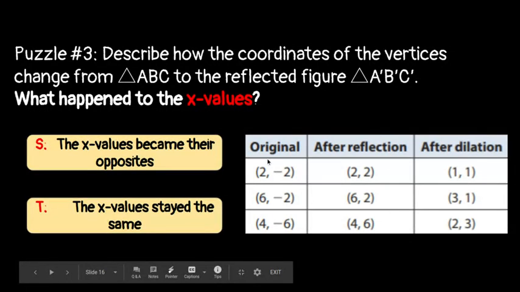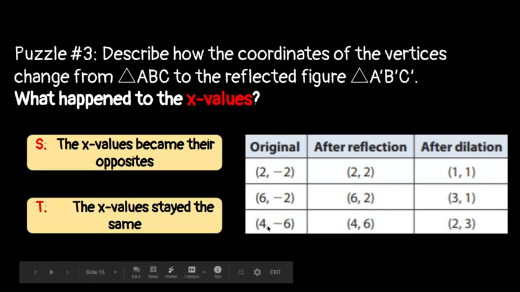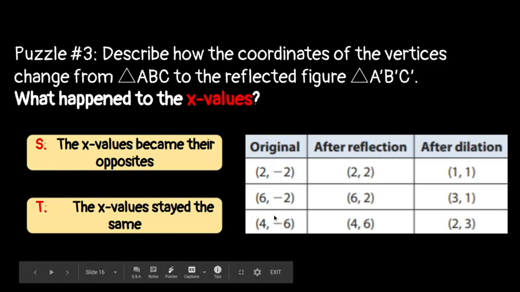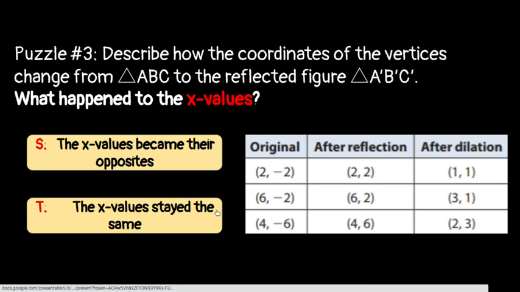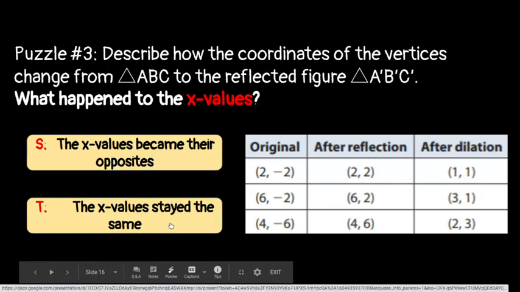So we need to see what happens to the x values after a reflection. Remember, your x values are your first digits. So we can see we went from 2, -2 to 2, +2. We went from 6, -2 to 6, +2. 4, -6 to 4, +6. But again, we're checking with those x values. So what happened to our x values? Did they become their opposites, or did they stay the same? We can see that our x values stayed the same. So that means our answer is T. Our x values stayed the same.